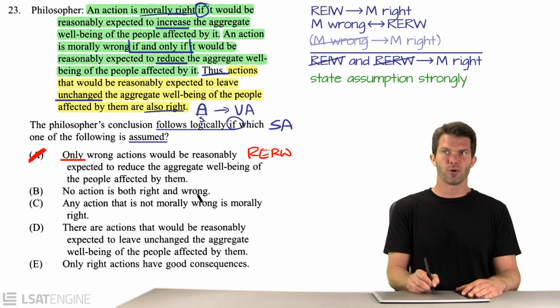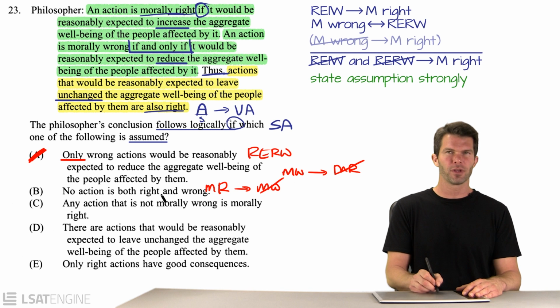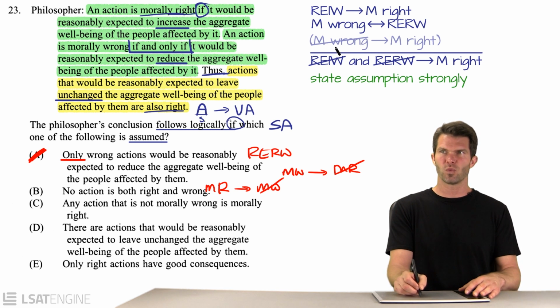So B says no action is both right and wrong. So that means that if it's right, it's not wrong. If you can't be both, that means that if you're one, then you're not the other. And so we could do if it's morally right, then it's not morally wrong. The contrapositive is going to say if it's morally wrong, then it's not morally right. But this is actually like the inverse of what we're looking for. We're looking for if it's not one, then it's the other. Not the idea that you can't do both, but that you must do one. If you're not one, then the other. And that's a subtle difference, but it's a really important difference.